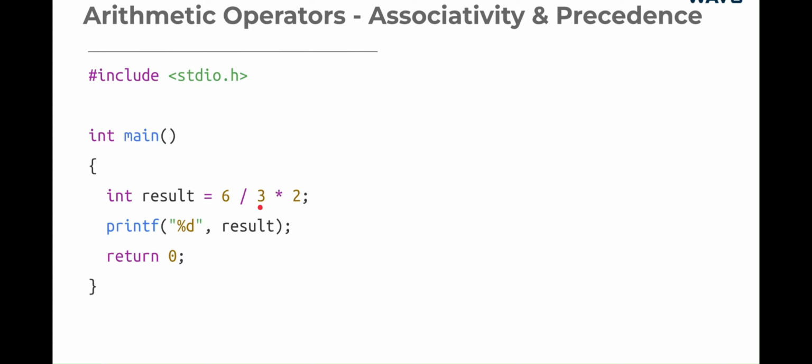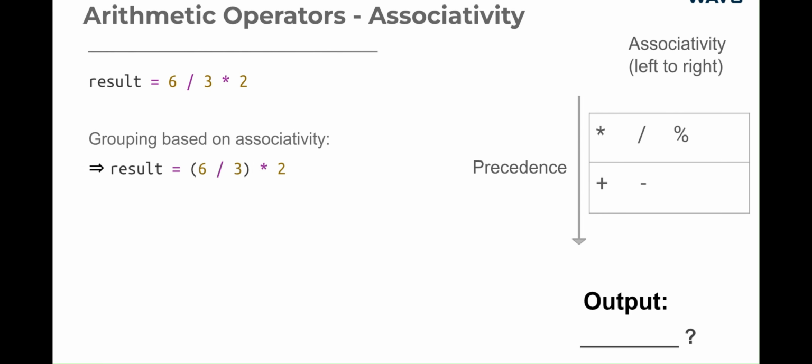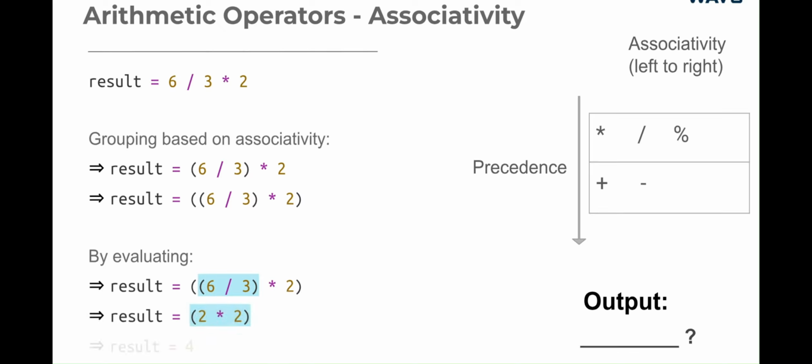Okay, in the similar way for this, see this. Can you guess the result for this? Yes, the result will be 1. Let's see how. Here 6 divided by 3 into 2, the required result, grouping based on associativity. First of all, you should group 6 by 3. 6 by 3 is 2, 2 into 2 is 4.